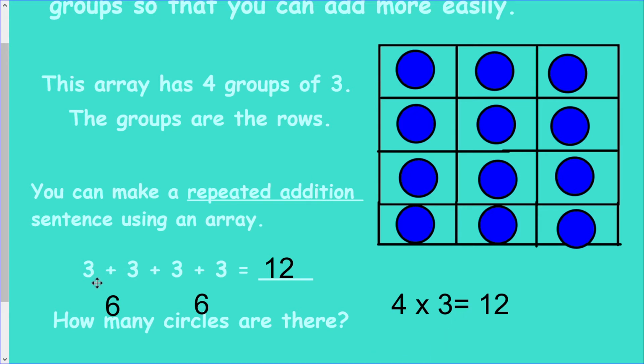How many 3's do I have? 1, 2, 3, 4. That's where that 4 comes from. How many rows did I have? 1, 2, 3, 4. And then what number was in each row? What number did I repeat over and over again? That was 3. So 4 times 3 equals 12.